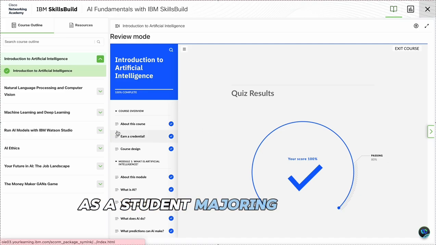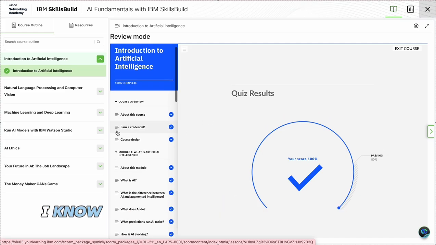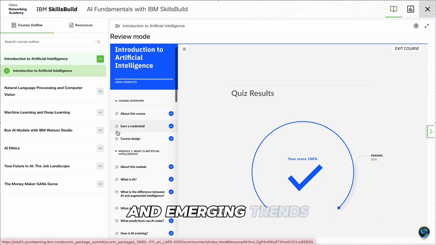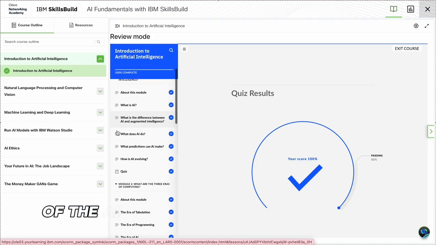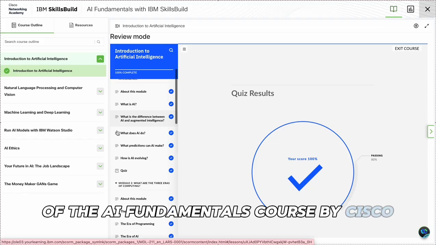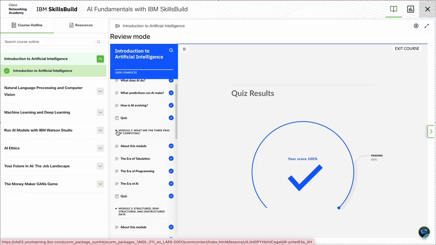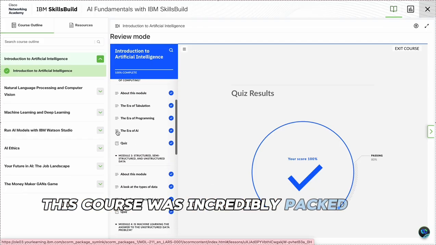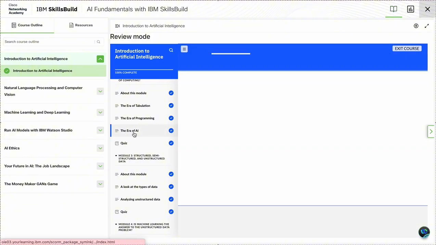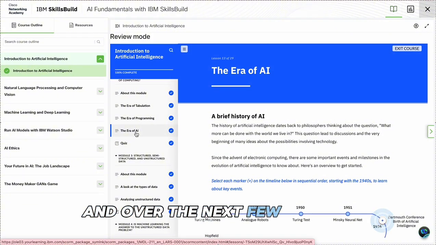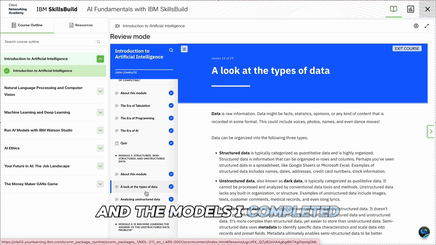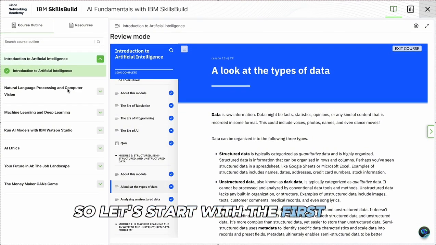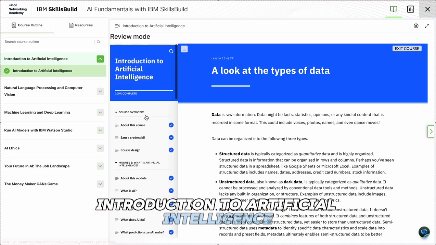As a student majoring in cybersecurity, I know how crucial it is to stay on top of modern technologies and emerging trends. So that's why today I want to share a quick review of the AI Fundamentals course by Cisco and IBM SkillsBuild. This course was incredibly packed with knowledge, and over the next few minutes, I will walk through exactly what I did and the modules I completed. So let's start with the first one, Introduction to Artificial Intelligence.